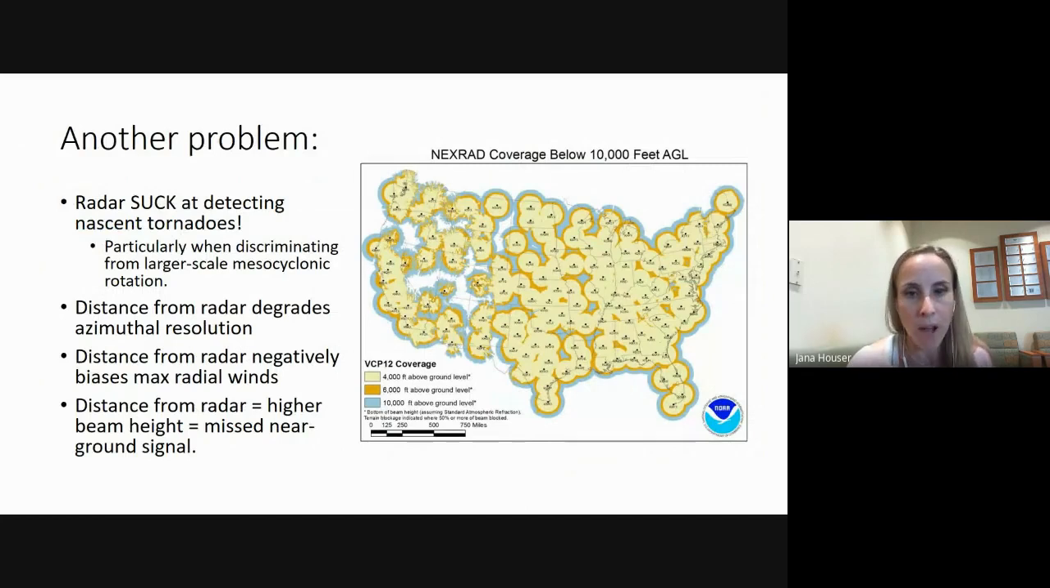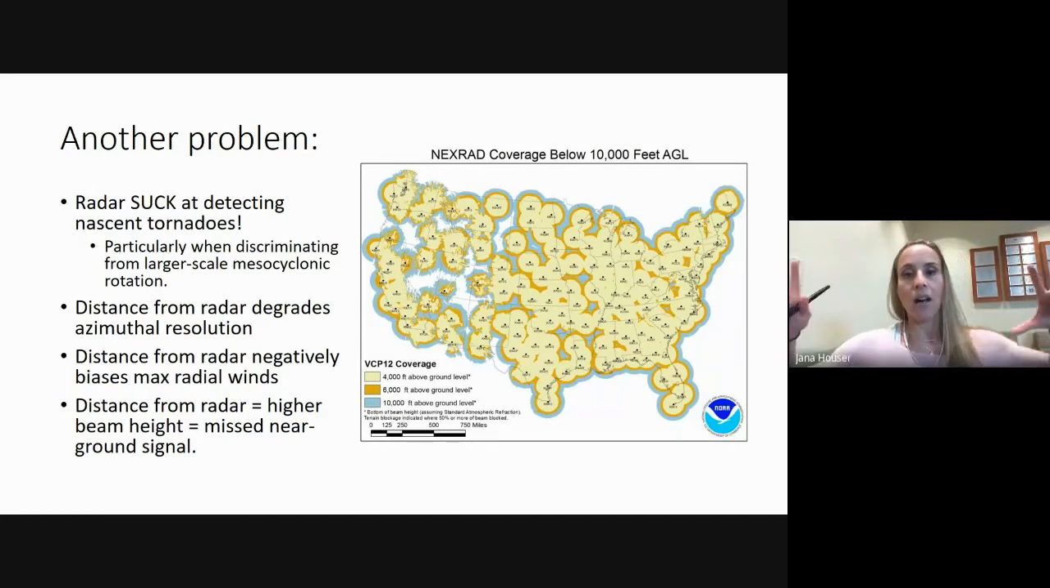Okay, so another problem that we have is that radars actually typically suck at detecting tornadoes as they form, especially if we are taking out the mobile radars and only using 88Ds. So if we look at our coverage, you guys are probably all familiar with this, but as we go away from the radar, the distance increase will actually degrade the azimuthal resolution of our data. And also with distance and with that degradation of azimuthal resolution, we're going to negatively bias our maximum wind.